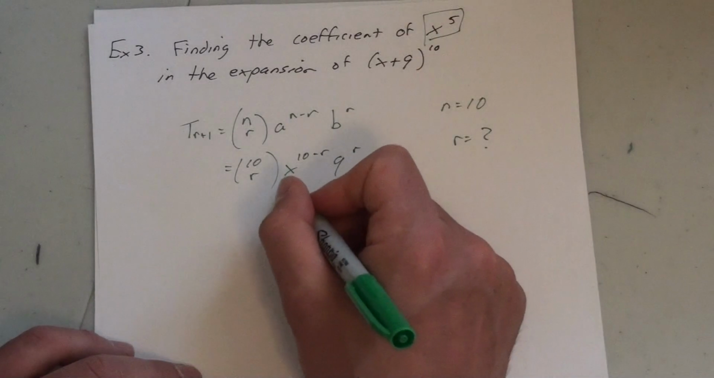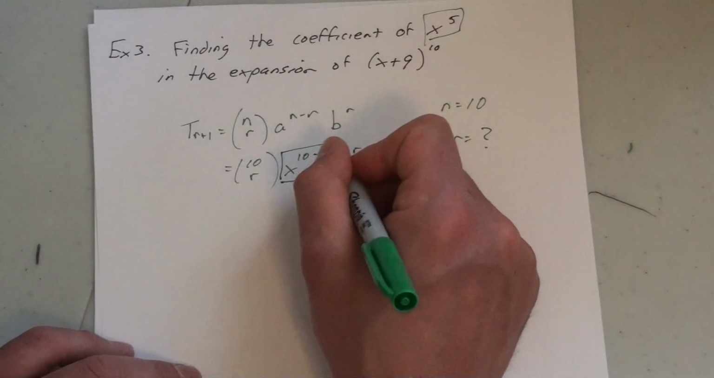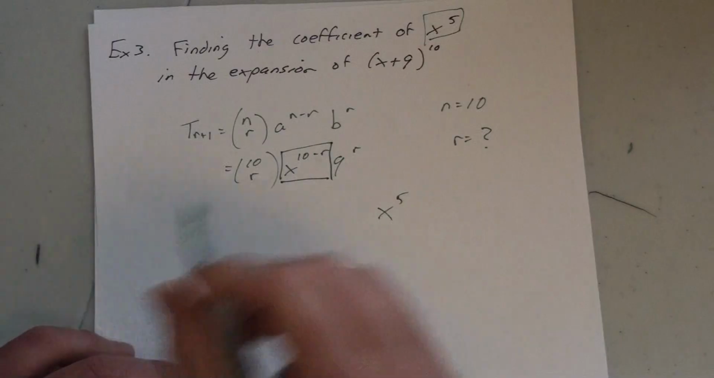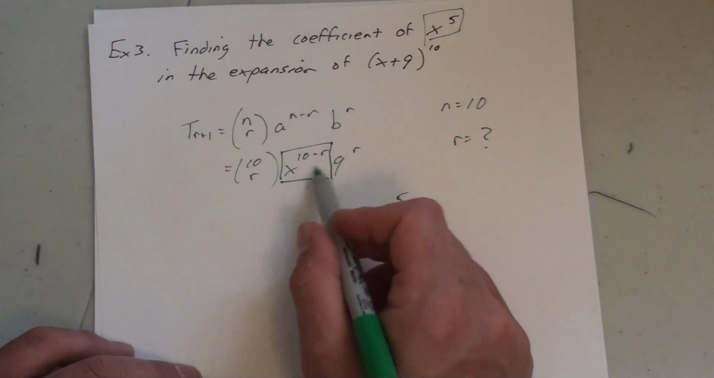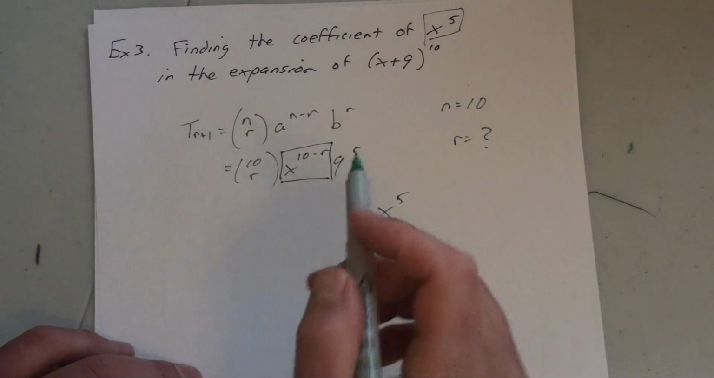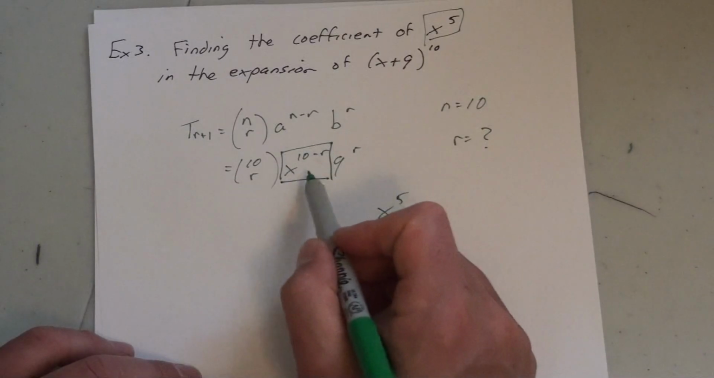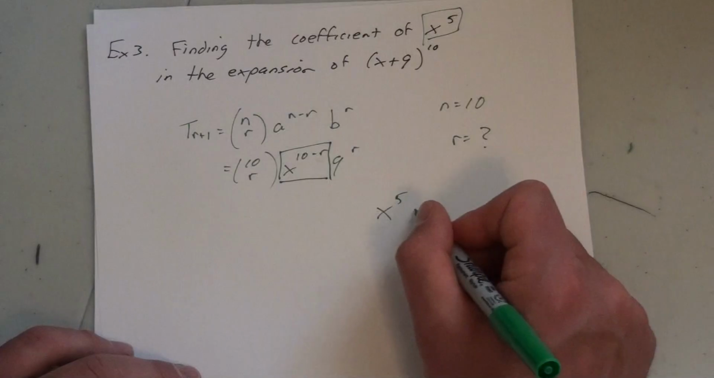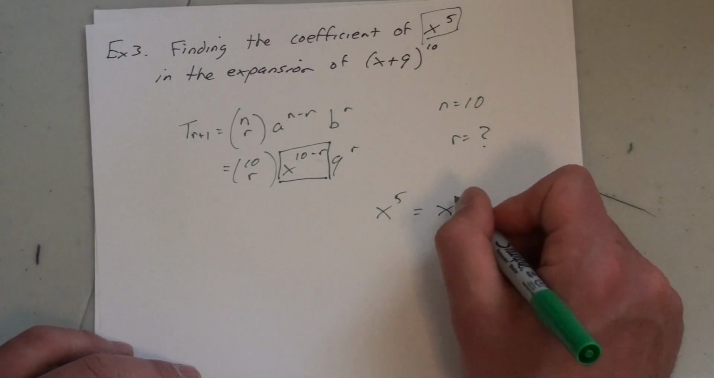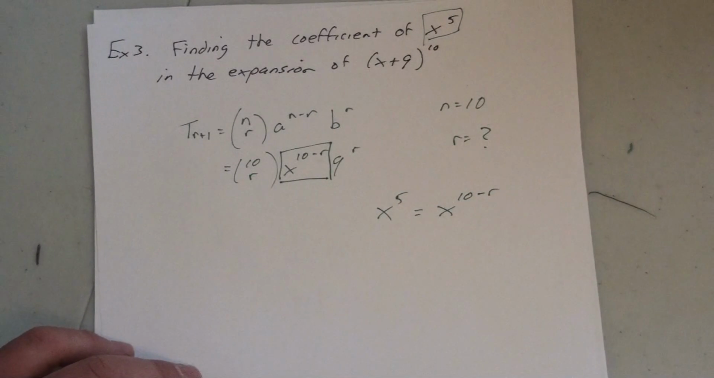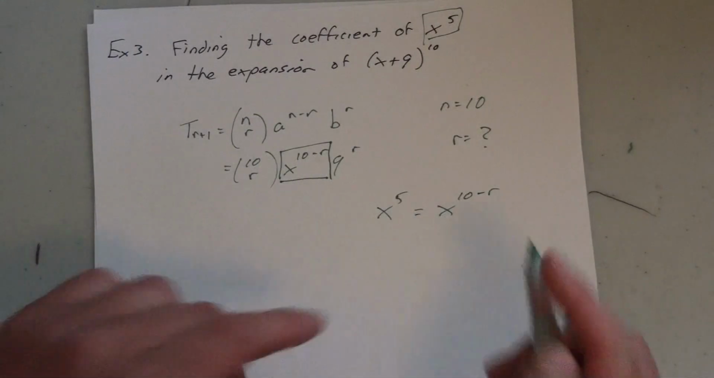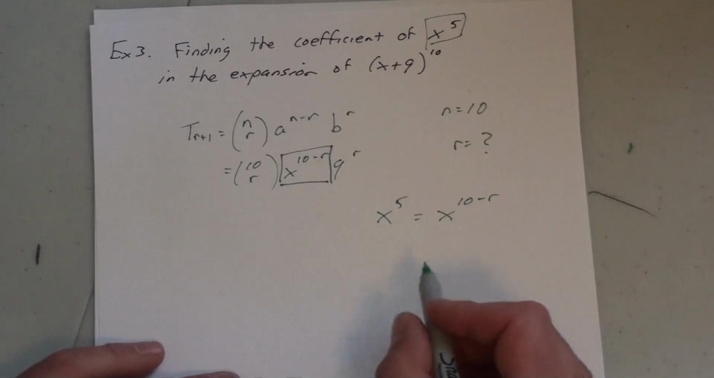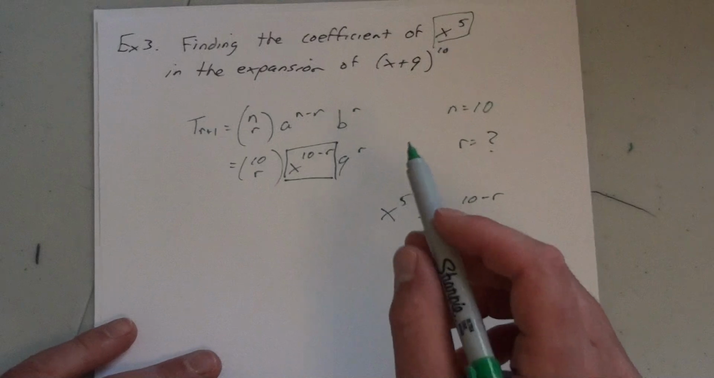So what I'm going to do is this part right here has an x on it. Okay? So I want to take this component and I want to make it equal to the x to the 5. So the x to the 5 is going to equal x to the 10 minus r. And I want to solve this little equation trying to figure out what r is. Now, word of advice.